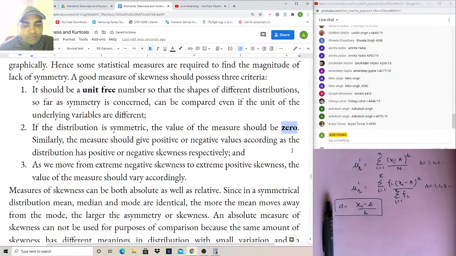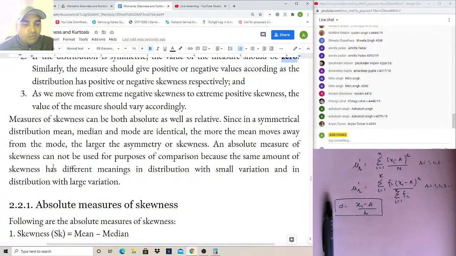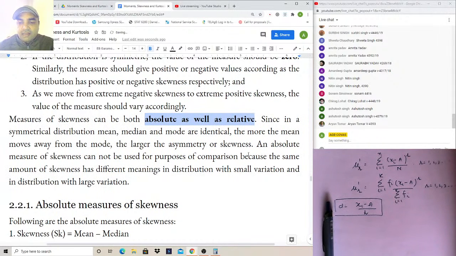Similarly, the measure should give positive or negative values according as the distribution has positive or negative skewness. And as we move from extreme negative skewness to extreme positive skewness, the value of the measure should vary accordingly. So the measure of skewness can be both absolute as well as relative. So there are two measures of skewness. One can be absolute, another can be relative.